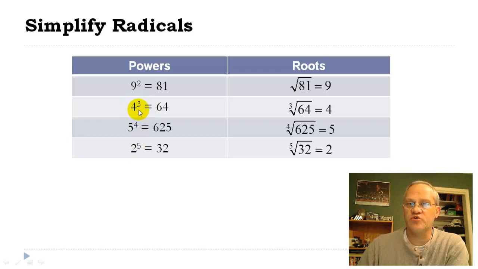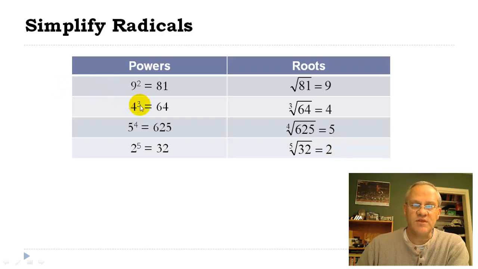Here we have 4 to the third power, which gives me 64. If I take the third root, notice the little 3 up here, the third root of 64 gets me back to 4. And you can see that it works in the other cases here. 5 to the fourth power is 625. The fourth root of 625 gets you back to 5. And 2 to the fifth power is 32. The fifth root of 32 is back to 2.